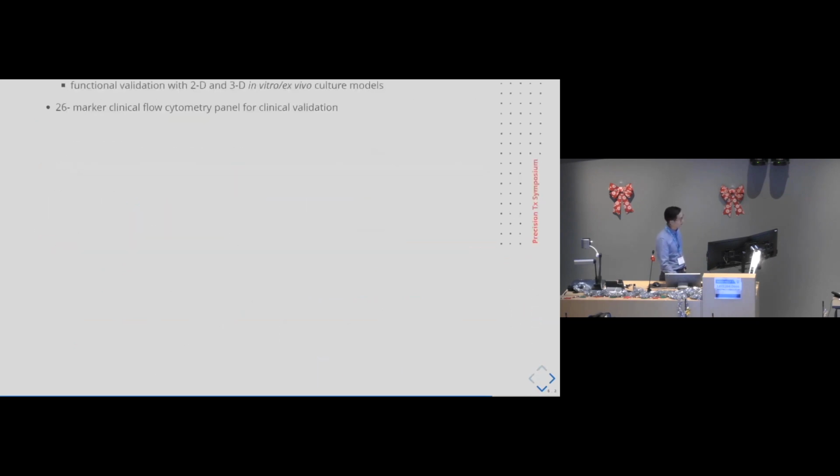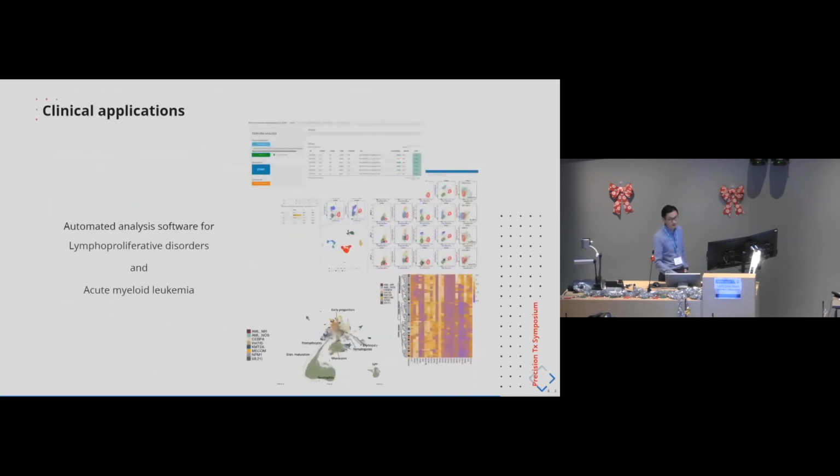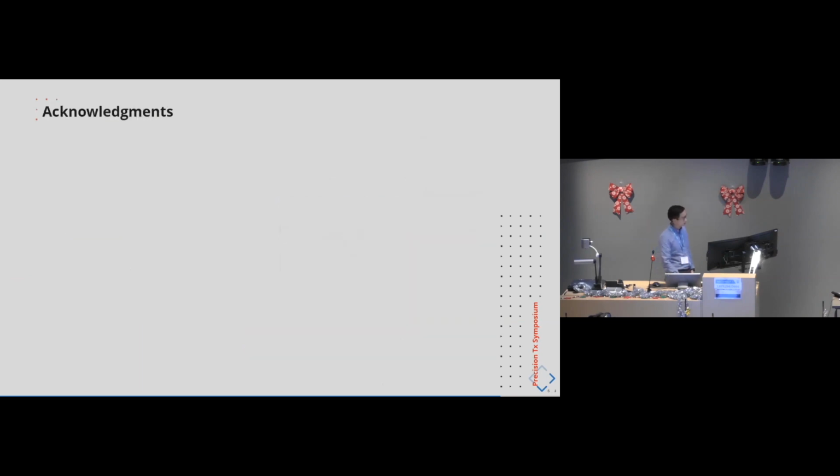I'll skip that. The clinical application: we use this kind of knowledge, and it ties into my current job, which is trying to build some automated analysis tools for LPD and acute myeloid leukemia.